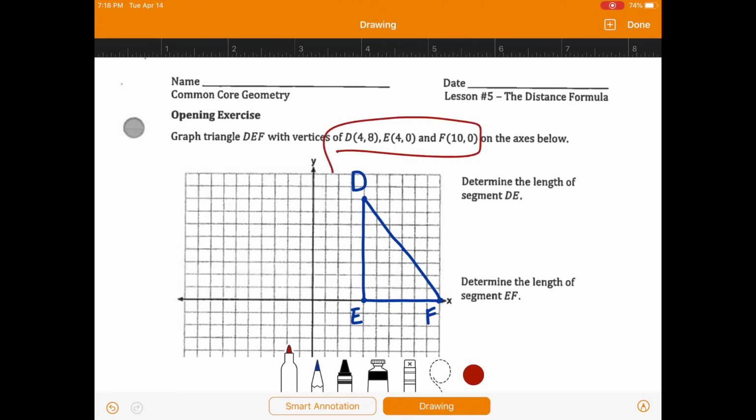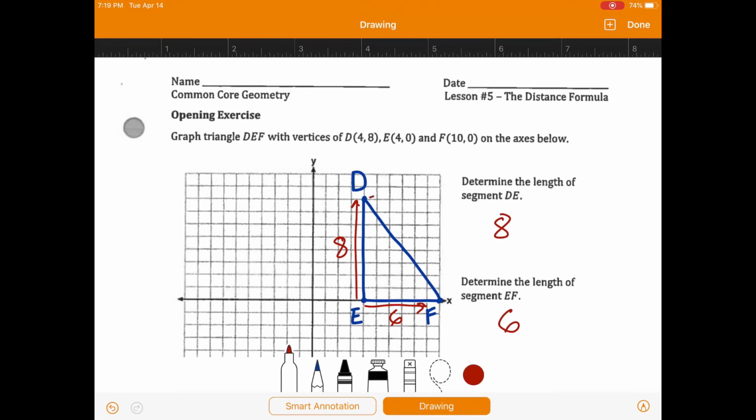So we've got 3 points, which makes a triangle. And we're going to determine the length of a couple of the sides. So DE is this piece right here. We can figure out the length of that just by counting the boxes. So if you start at E and you count up, it's going to be 8 boxes. So that is going to be 8 units. And then EF, you do the same thing. You start at one point, go to the other, and that's going to be 6 boxes. So the length of EF is going to be 6.